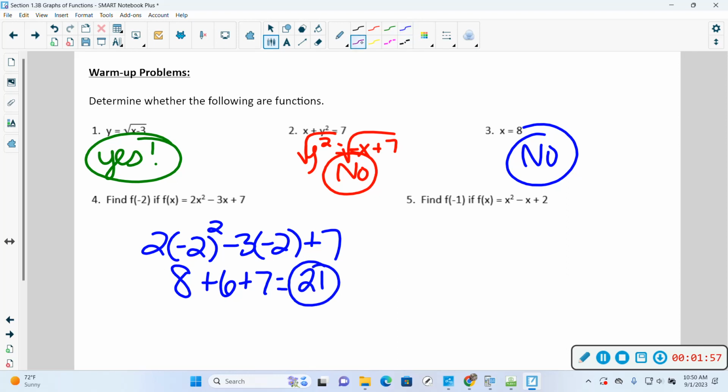Might be a little calculator dependent. All right, let's put -1 in this time. Exponent first. What's -1 squared? This will be a final answer. See, we don't always have to rely on our calculators and type everything in, right?